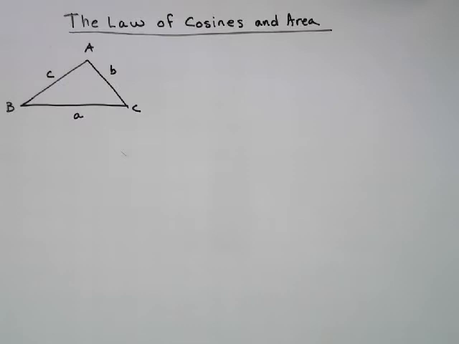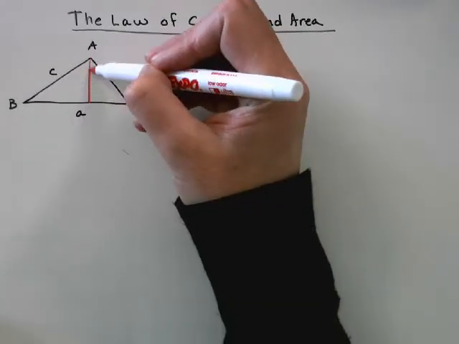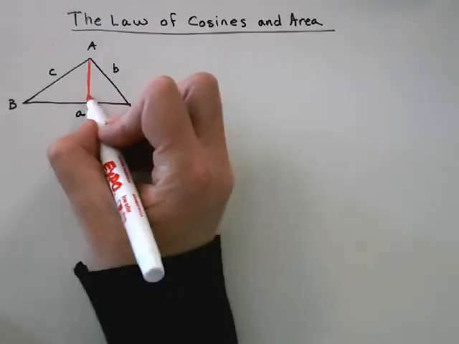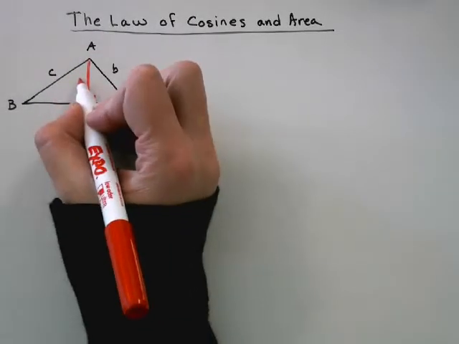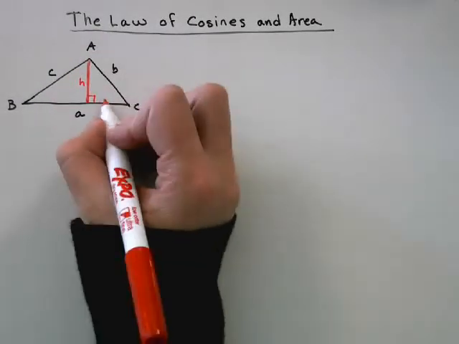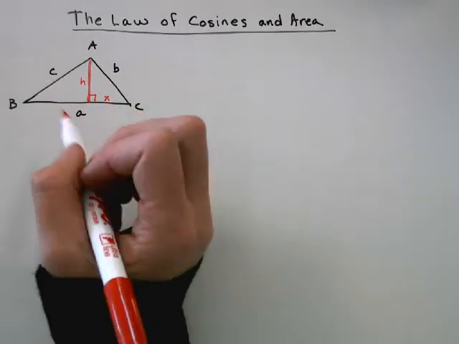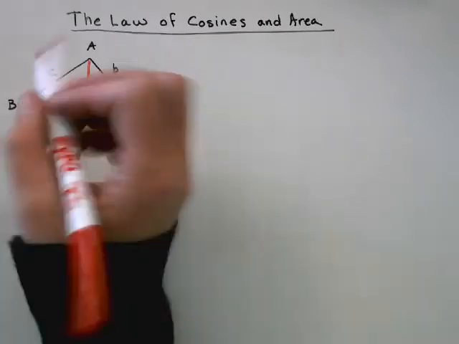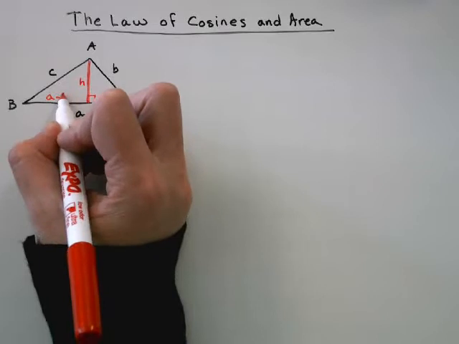I'm going to again introduce a segment in here so that I have right triangles, because we have lots of things we can do with right triangles. So I'm going to call this H again. I'm going to go from here to here. I'm going to label that X, which means if the whole thing's A, this distance is A minus X.